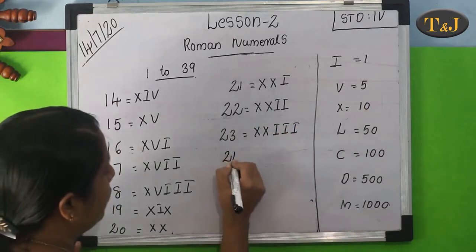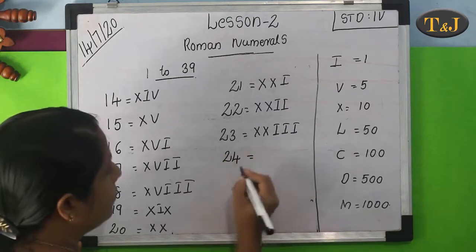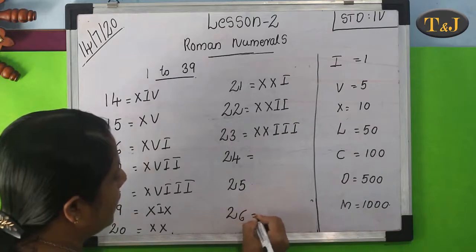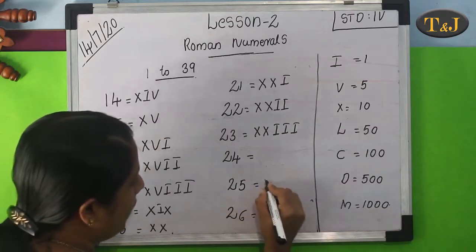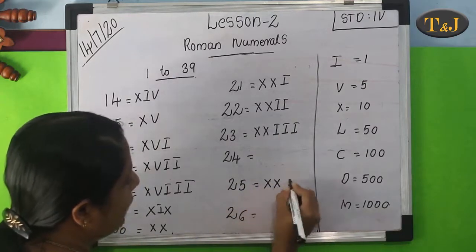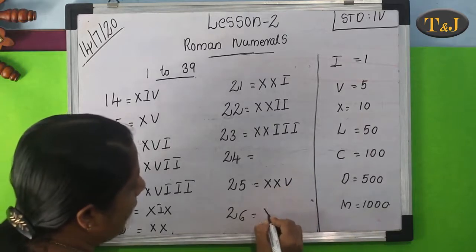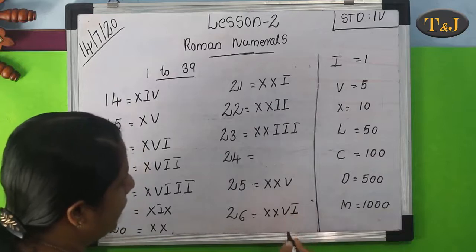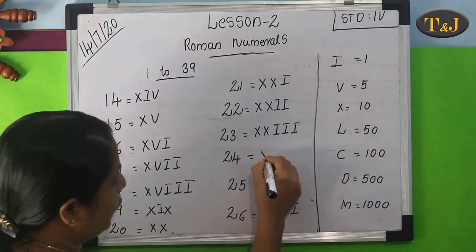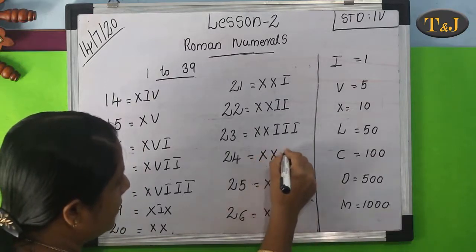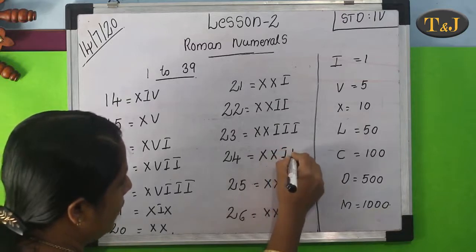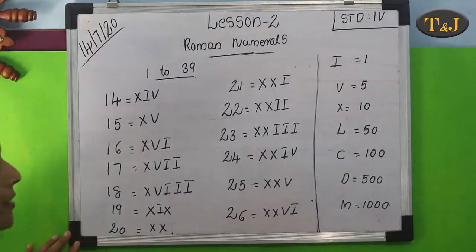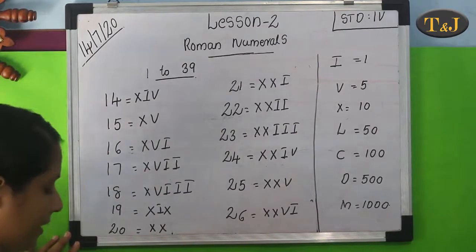Then 24, 25, 26. Then 20 plus 5 is 25, that is 20 equals XX, then 5 equals V. Then XX, then we add I to this number, then 26. Then 24 is XX, then we are subtracting I from V. That is XXIV equals 24, XXVI equals 26.